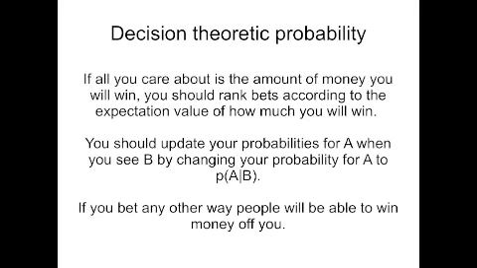The decision-theoretic theory of probability states that if all you care about is the amount of money you will win, you should rank bets according to the expectation value of how much you will win. You should update your probabilities for A when you see B by changing your probability for A to the probability of A conditional on B. And if you bet any other way, people will be able to win money off you.